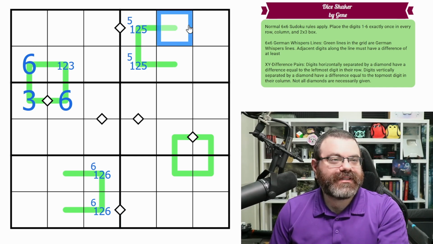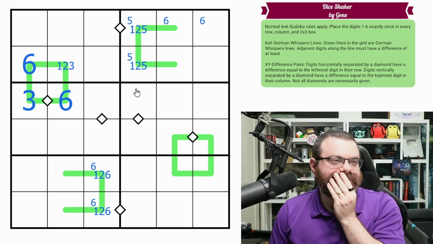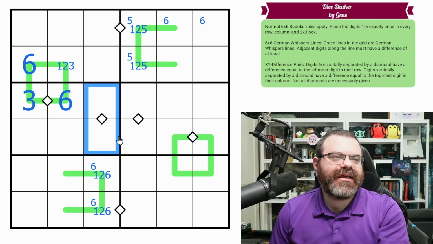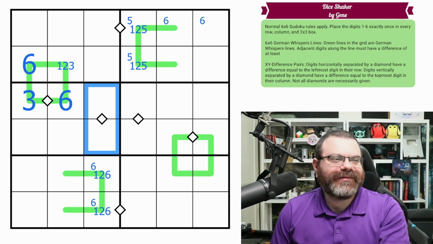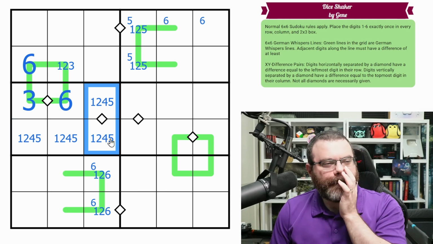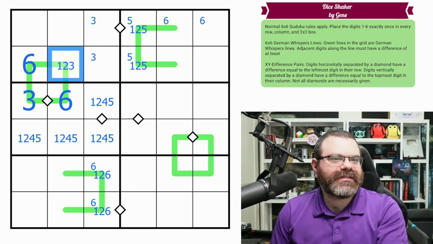How do we follow up on this? 6 is one of these two. If this was 6, this would be 1, 2. This would be 5. What difference can this have? It's kind of interesting. We can't do 1, 2. I mean, let's just fill this out for a second. We need 1, 2, 4, 5. So, right, we do need a 3 in this column, which is going to be up here, meaning this can't be a 3.